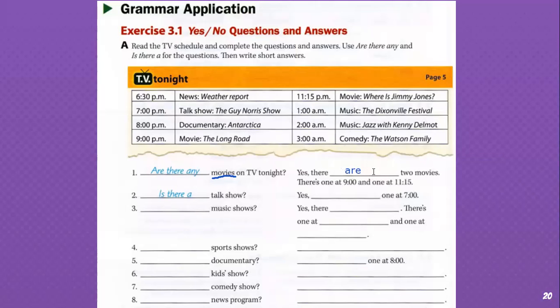Okay, next one, number two: is there a talk show? In this case, we use is there, because this is only one thing, a talk show, only one. So that means the answer is yes.